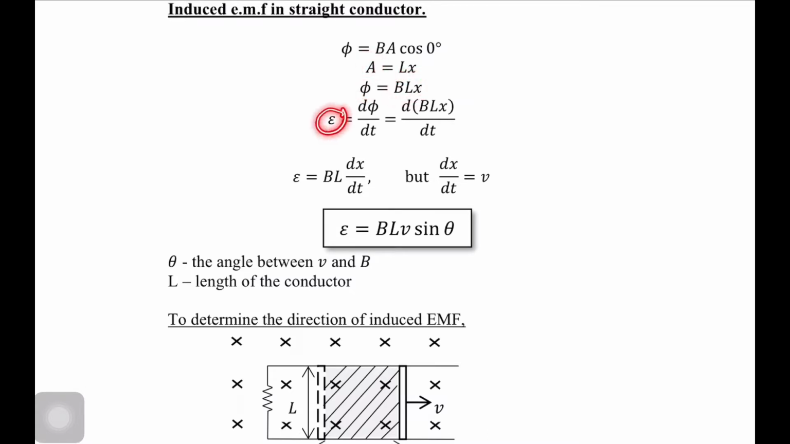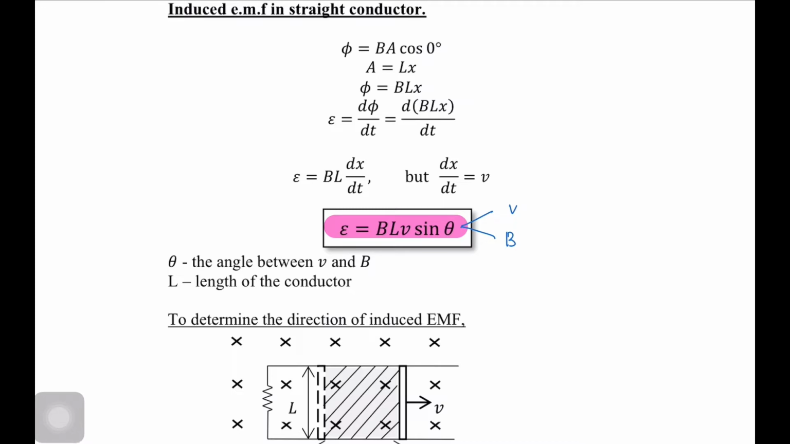Then induced EMF equals d phi over dt. So we set everything, and we get this. So this will be the equation for induced EMF in a straight conductor. So theta will be the angle between V and B. Okay, so L will be the length of the conductor. Okay, so this is the magnitude of induced EMF.